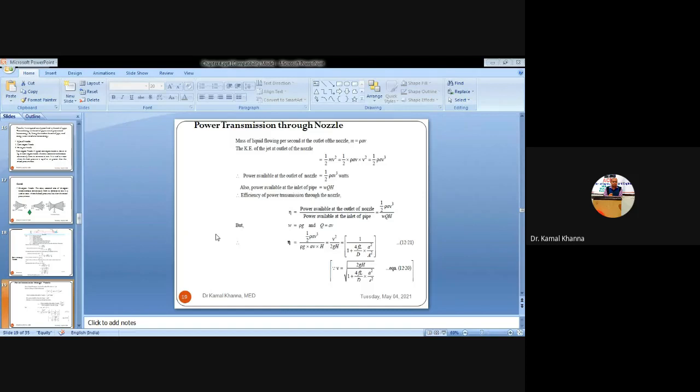That is the mass of liquid which is flowing per second at the outlet of the nozzle, and the kinetic energy is what? Kinetic energy of the flow that is flowing from one end to the other end of the pipe. So it is half mv square. When we are putting the value of m, that is rho a v, it will become half rho a v cube. So half rho a v into v square becomes equal to half rho a v cube. So what is half rho a v cube? It will be in the terms of watts, because power has a unit of watts.